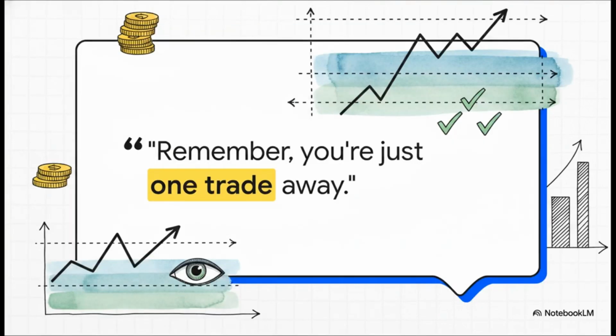This quote really hits the nail on the head for the professional mindset. Remember, you're just one trade away. Look, it's not about making 100 chaotic, stressful trades a day. It's about keeping things incredibly simple. Clean up your chart, respect those zones, wait patiently for your 3 confirmations. You are literally just one disciplined, well-executed trade away from changing your entire trajectory.